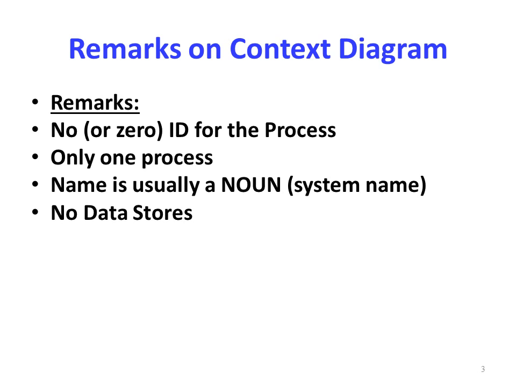The context diagram should include the following guidelines or rules. There is no ID for the process; the ID here is going to be zero. It shows only one process or one bubble. The name is usually the system name. There is no data store.